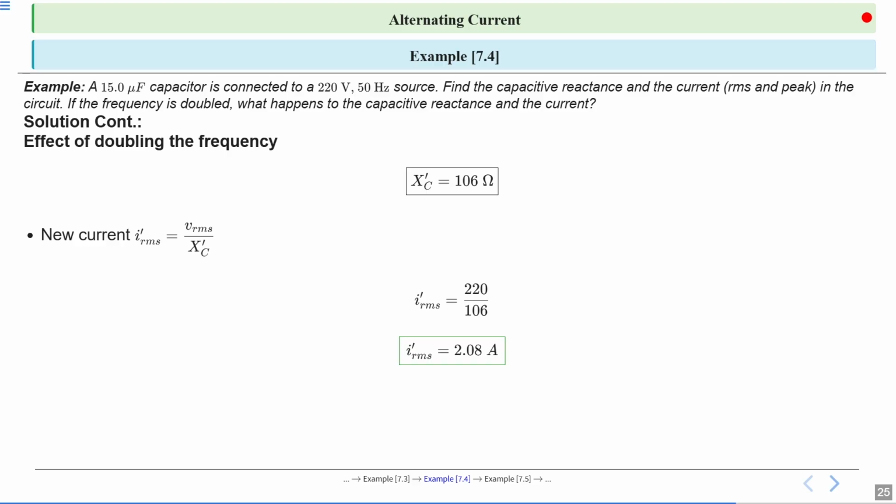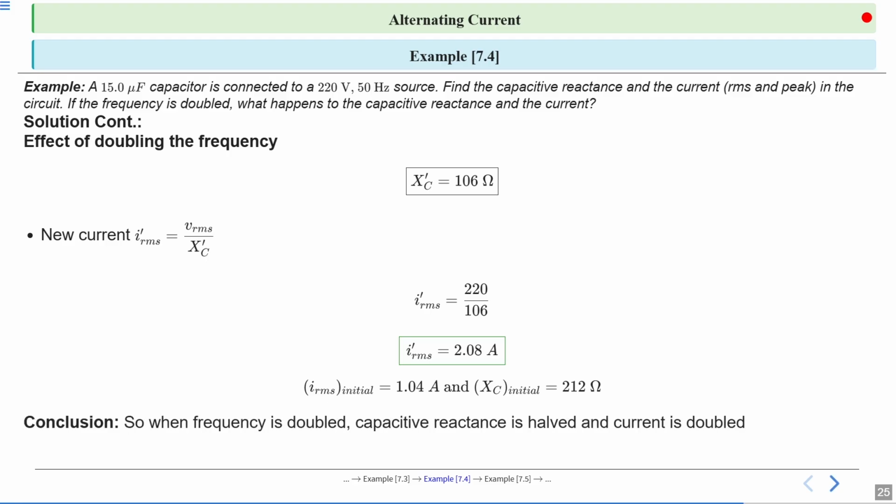In the initial case, IRMS was 1.04 ampere. Now it becomes double because XC becomes half. Okay, so IRMS initial was 1.04 ampere and XC initial was 212 ohm. That means when frequency is doubled, capacitive reactance is halved and current is doubled. Got it?